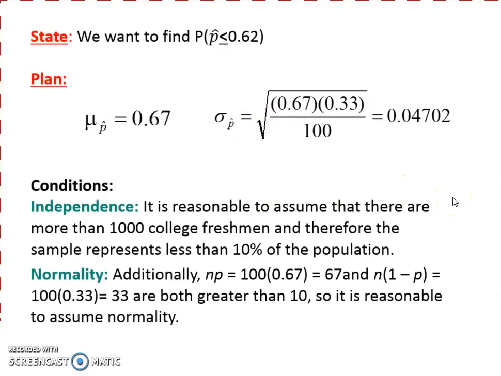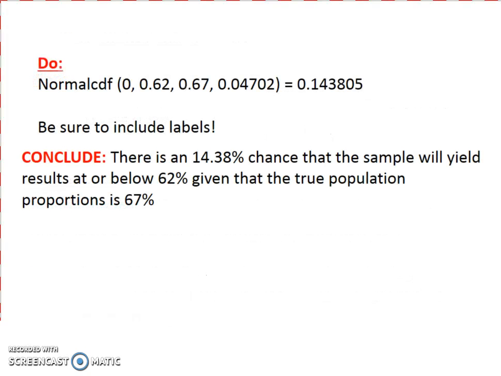Go through my conditions. Reasonable to assume there are more than 1,000 college freshmen. Since we took a sample of 100, 10% of 1,000 is 100. So the 10% condition has been satisfied. Going through the normality ones, we have 67 and 33. Both are greater than 10, so it's reasonable to assume normality. So, doing our calculation in our calculator, from 0 to 0.62. Why 0? Well, it's proportions. You can't have a proportion that's smaller than 0. So you can start at 0 there, and that's fine.